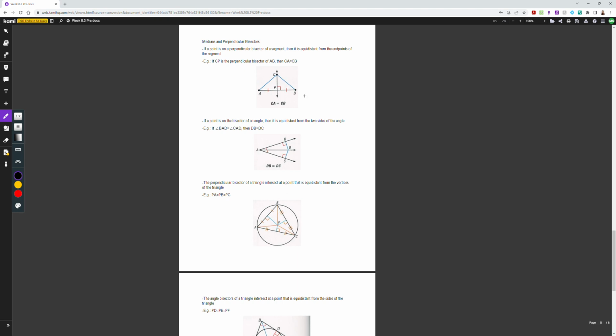The other thing is if a point is on the bisector of an angle, then it is equidistant from the two sides of the angle. So let's look. If angle BAD is equal to angle CAD, then that means DB would be equal to DC.